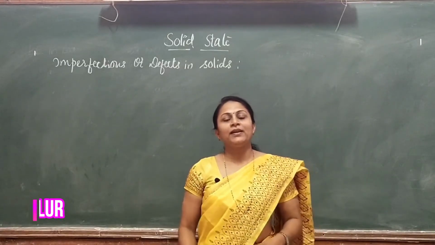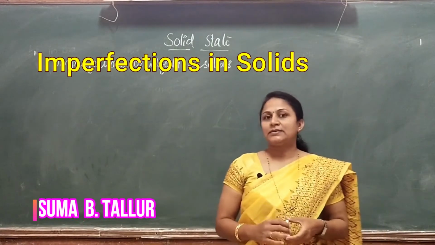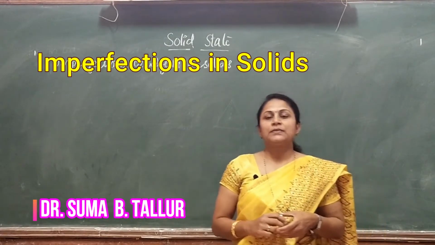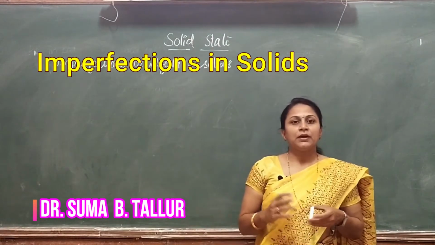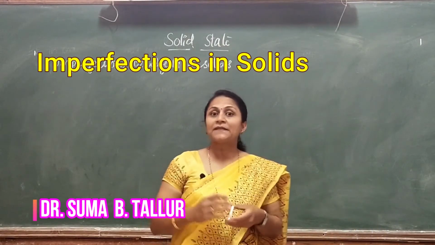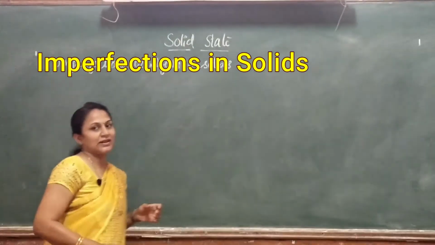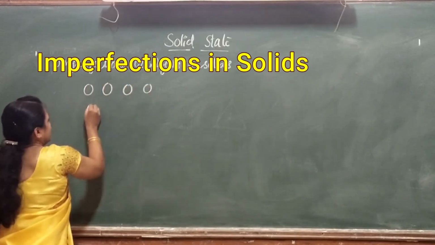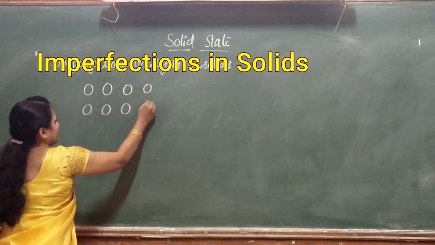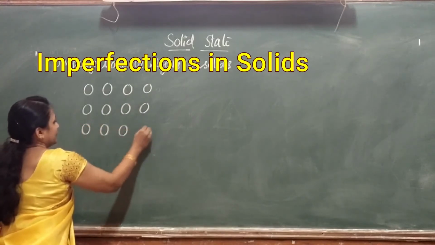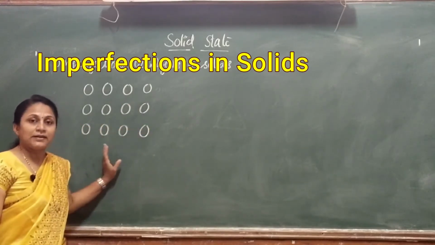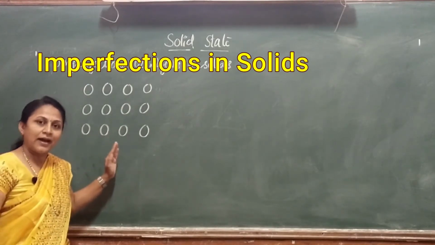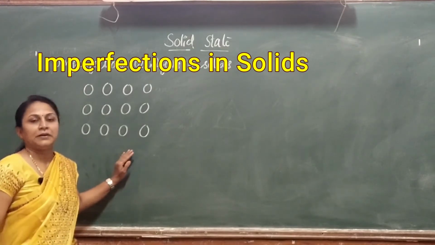Hello everyone. Today in a solid state topic, let us discuss the imperfections or defects in solids. So imperfections means not a perfect solid. Then what is a perfect solid? Consider one crystalline solid. This is a crystalline solid. Here the particles are repeatedly and regularly arranged in a definite manner.